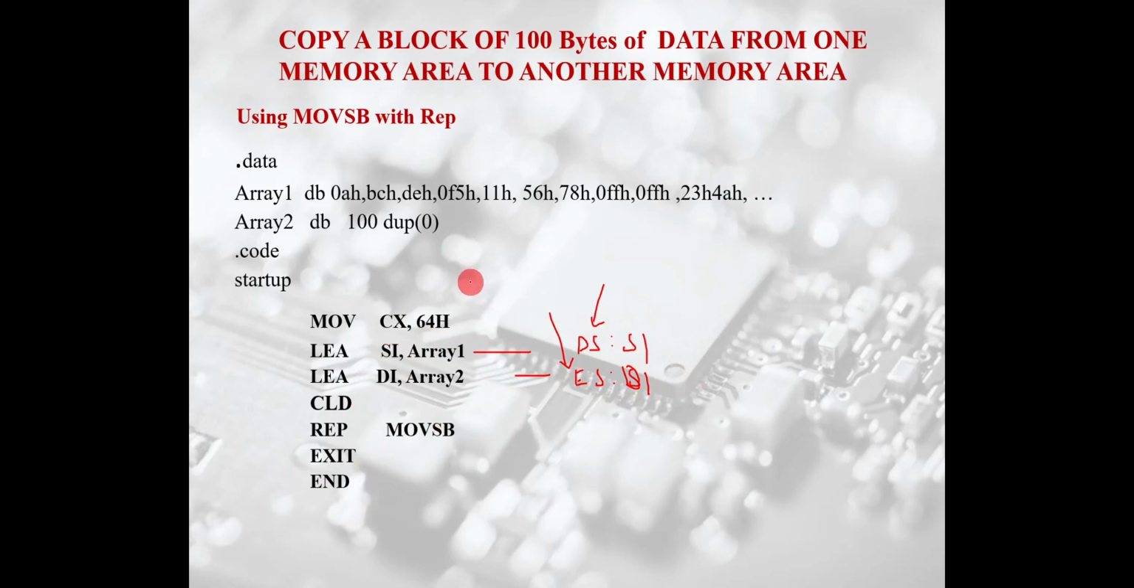Since it is 100 bytes of information, you can probably simplify it further by using a word transfer. Here it is MOVSB; here you can write word also. In that case, this counter can be initialized to 32H, because it is just 50.